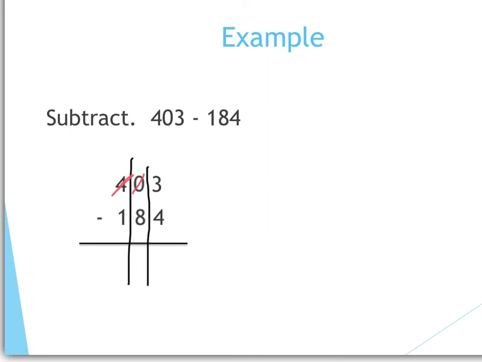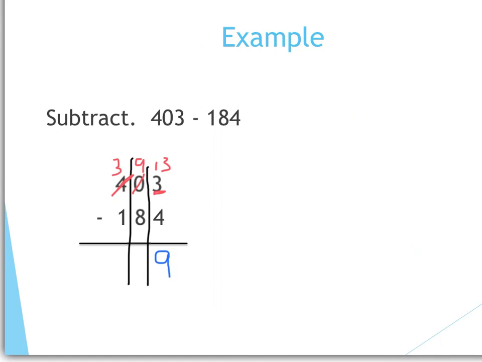And you can look at this as it is an entire 40, and I'm going to take away 1 from that, and it becomes a 39. This 0, think of it as being a 10, and I've dropped it down to 9. And this 3 now becomes 13. Because remember, when I borrow, I increase the number that I started with by 10. So now I have 13 minus 4, which will give me 9.